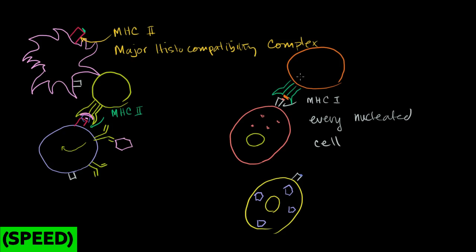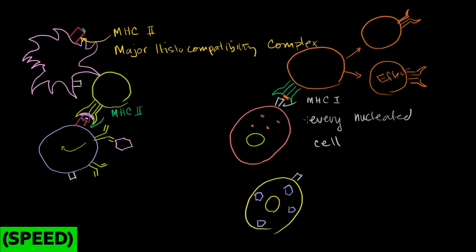But anyway, once a cytotoxic T cell finds one of these guys on an MHC1, remember every nucleated cell in the body has an MHC1, then it gets activated. So let's say this guy says, hey, that looks shady, you need to die. So this guy gets activated, and just like all other activated cells, he starts to divide and differentiate. He differentiates into memory cells, just in case this type of cancer shows up again, and also into effector T cells, which are the ones that do the killing. So this is an effector.